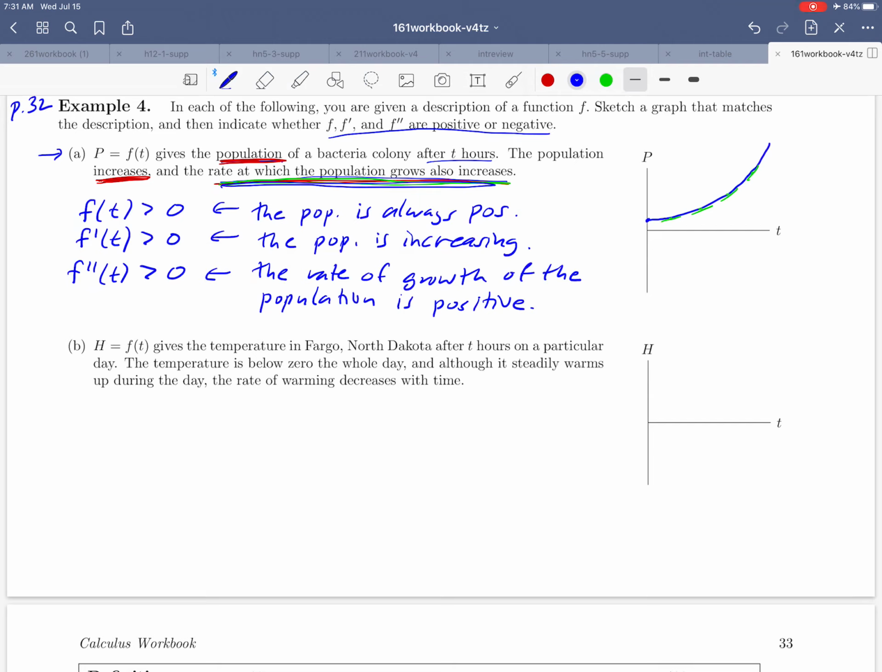Okay, so I think we've answered the question. We've given reasons for our answers in each case. Okay, so we're ready to move on to B.